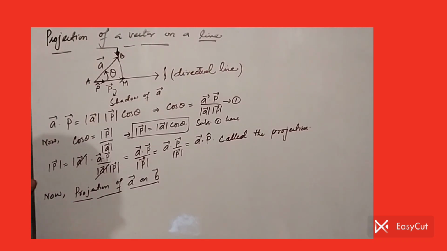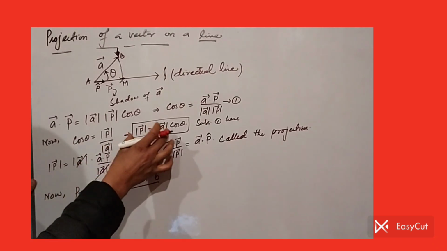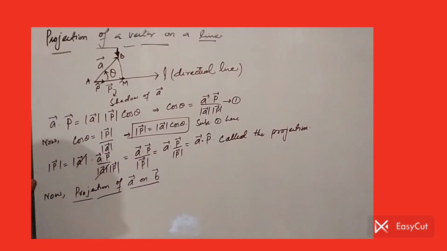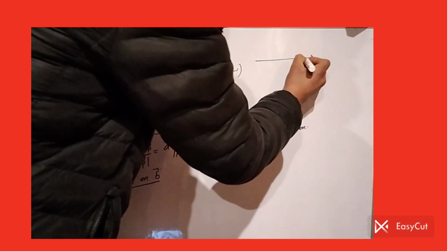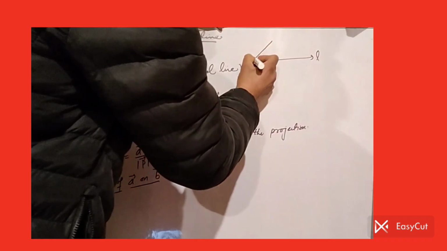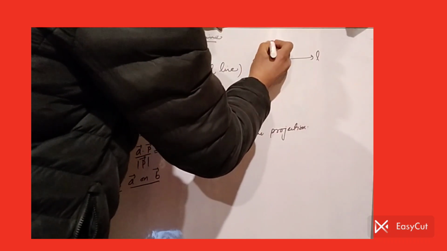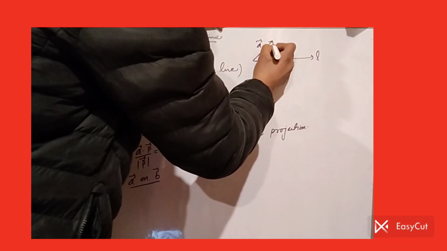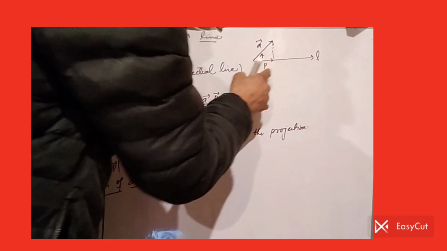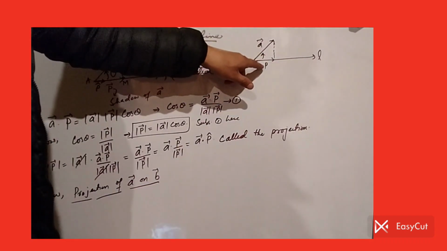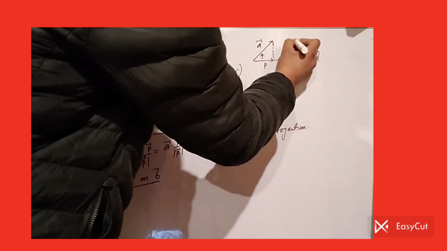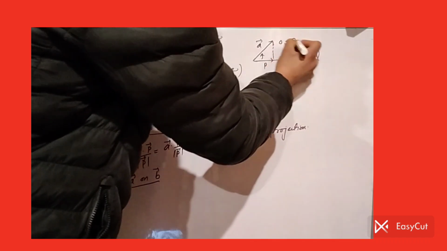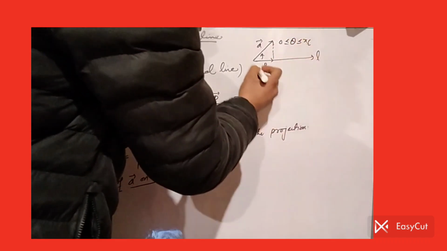Above all, this projection could be positive or negative, depending on cos theta. If our line segment is going to be this and our vector is this, this is your vector A, then the projection is in this direction. That means in this case the direction of projection and the direction of the directed line are the same, because here theta is greater than or equal to 0 and less than or equal to pi by 2. This is your first case.